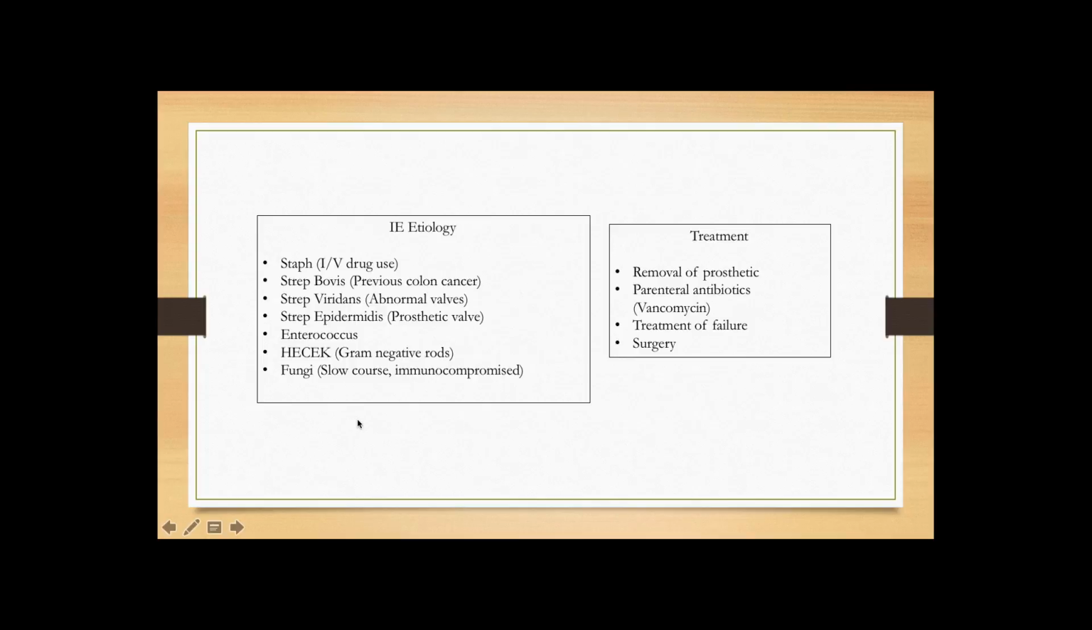Okay, so the next is a real quick review, and we already discussed it in fever, but IV drug users usually have staph, and then strep bovis is usually in colon cancer. Then you can also have strep viridans in abnormal valves, staph epidermidis in prosthetic valves, and then you have HACEK and enterococcus organisms. Then treatment would be removal of the prosthetic valve. You may need some parenteral antibiotics in the form of vancomycin, treatment of the failure, and then finally surgery if medical treatment fails. There is a little typo here, so this is HACEK.